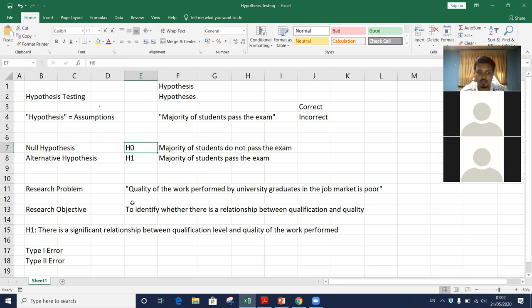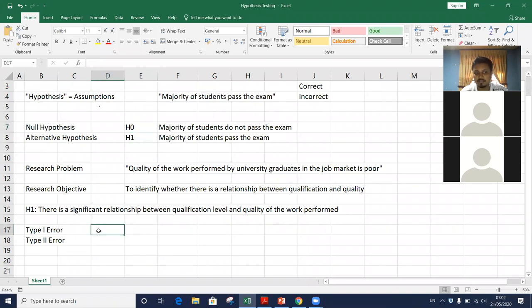When we conclude like that, two errors can happen. One is that we reject H naught when actually H naught is true. We performed a statistical test and concluded by rejecting it, even though H naught was actually right. We call that type 1 error: rejecting H naught, or rejecting the null hypothesis, when it is true.